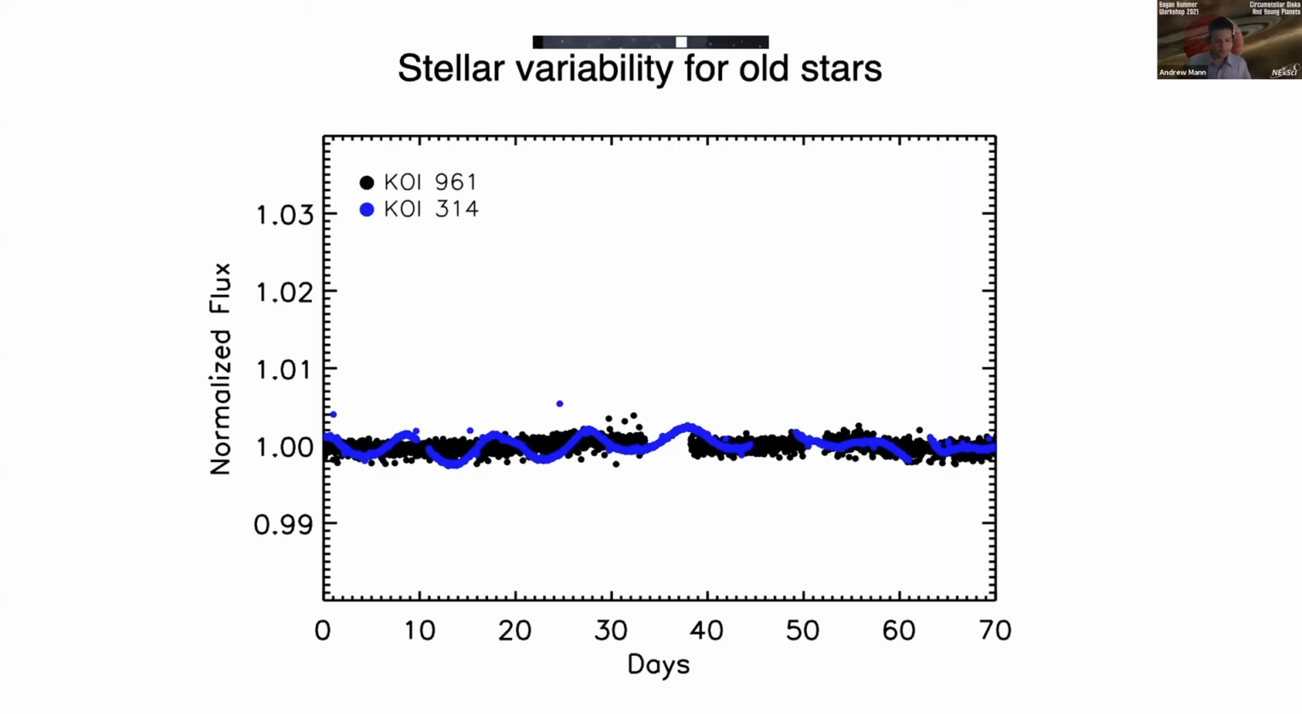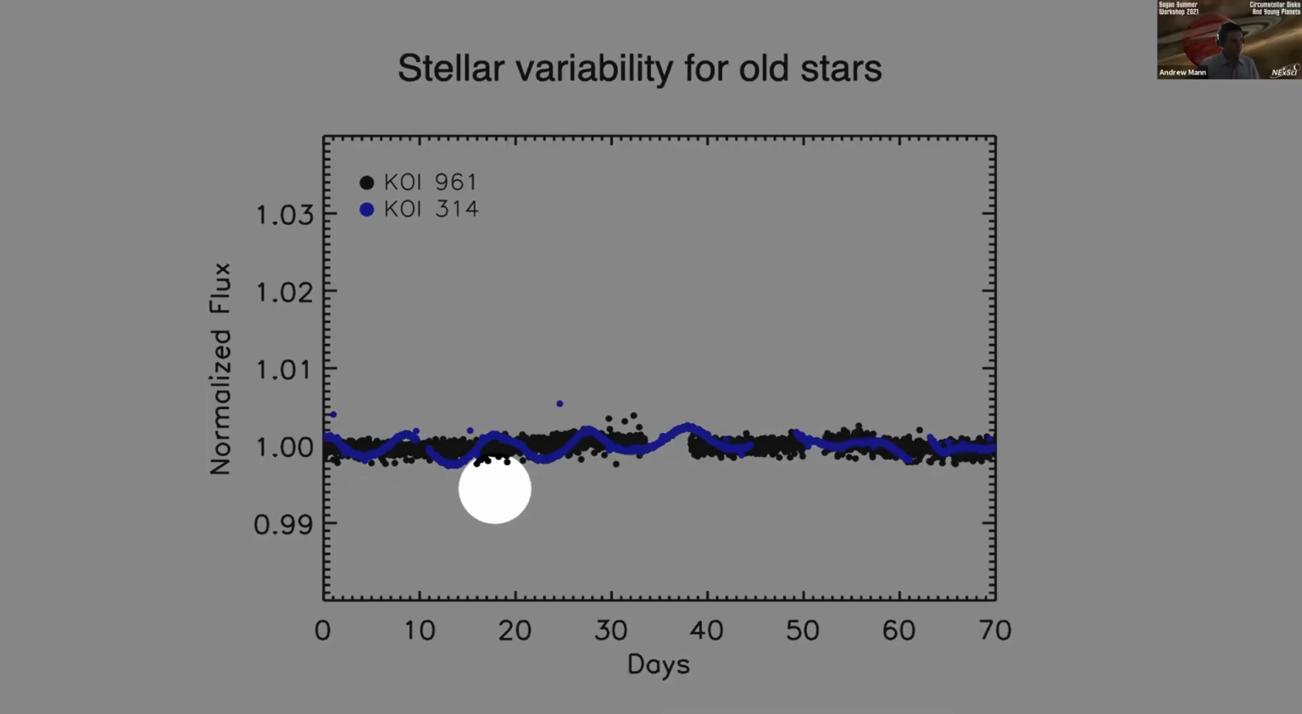So this is the kind of data set we're used to looking at for transiting planets in general. This is a light curve, flux versus time. What I'm showing here are two older systems with planets around them. These are with Kepler, and this is the kind of data set we expect.